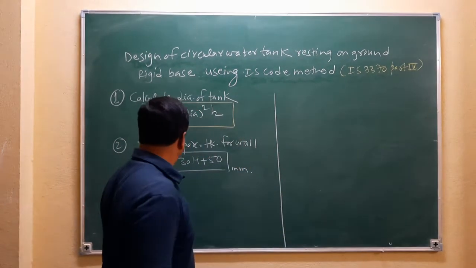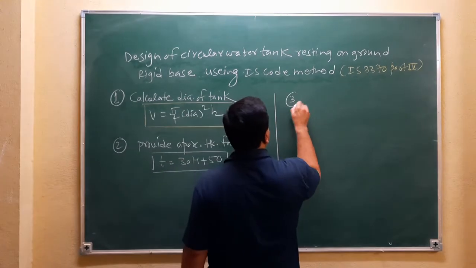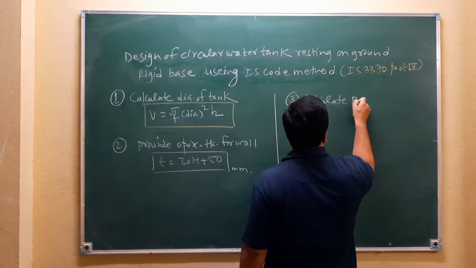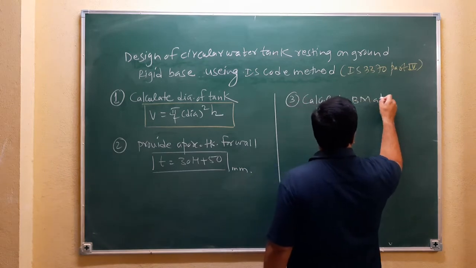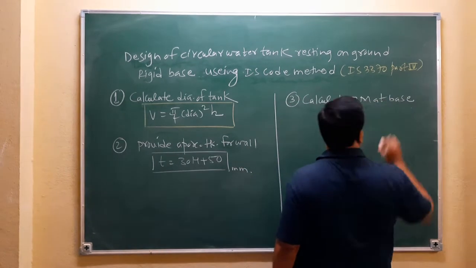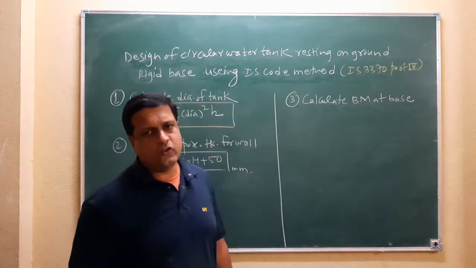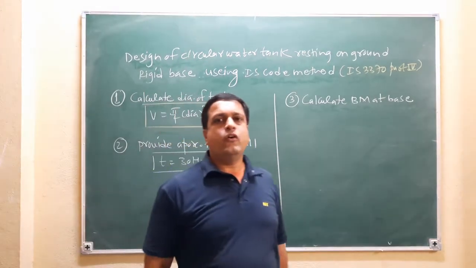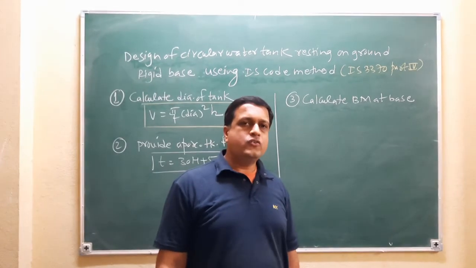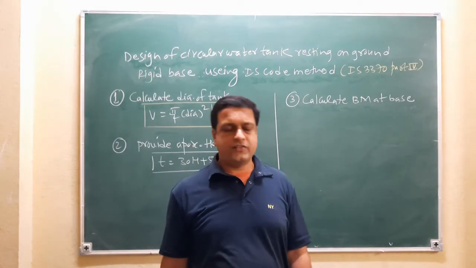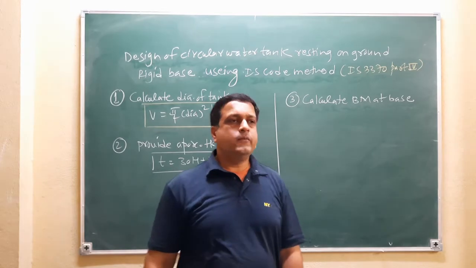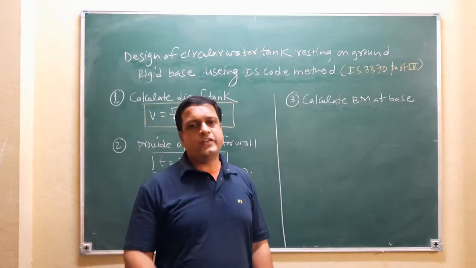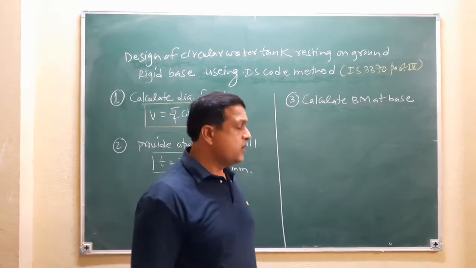Now in step number 3, what you have to do, directly calculate bending moment at base. Otherwise you have to calculate hoop tension also. But the predominant force on a wall is bending moment. So you have to find out the bending moment first, and check the provided thickness for that bending moment, and then check the provided thickness for hoop tension.